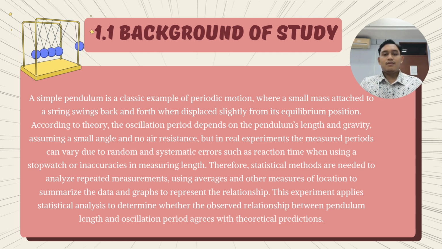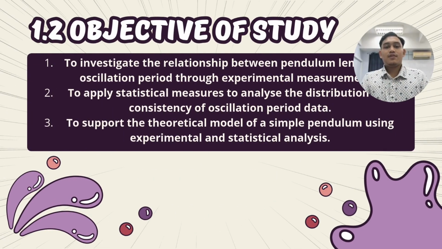Therefore, statistical methods are needed to analyze repeated measures, using average and other measures of location to summarize the data and graphs to represent the relationship. This experiment applies statistical analysis to determine whether the observed relationship between pendulum length and oscillation period agrees with theoretical prediction. Our study focuses on understanding the motion of a simple pendulum.